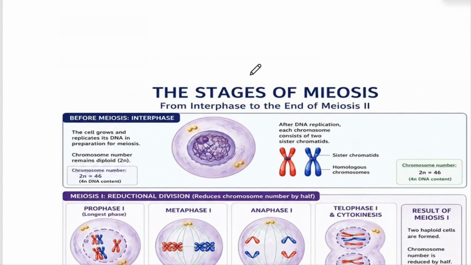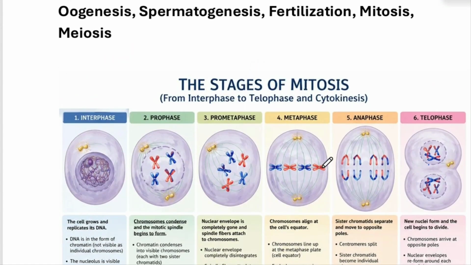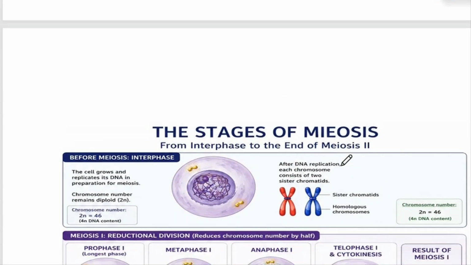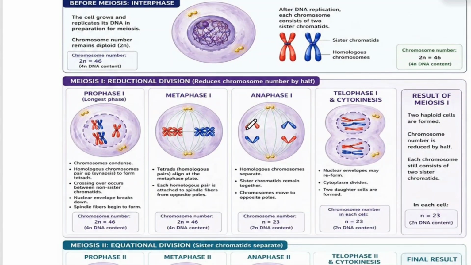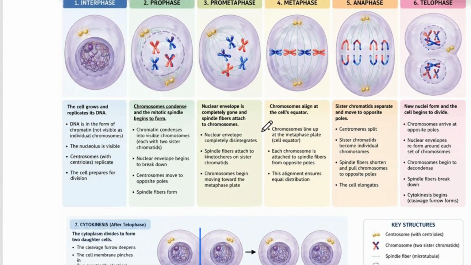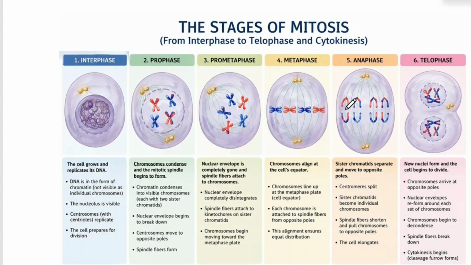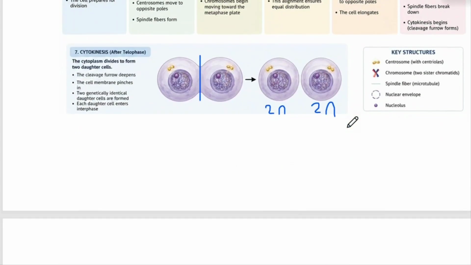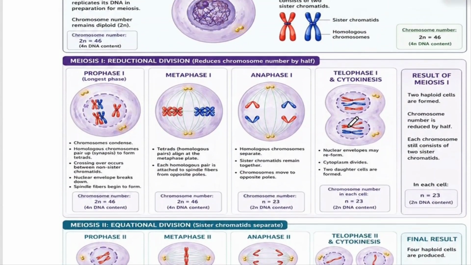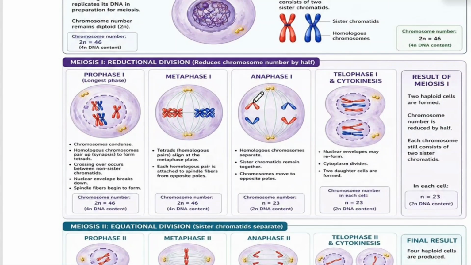In mitosis, the chromatids are separated, but in meiosis, the homologous chromosomes are separated. So here chromosome is separated into chromatids in mitosis, and here homologous chromosomes are separated as whole chromosomes.